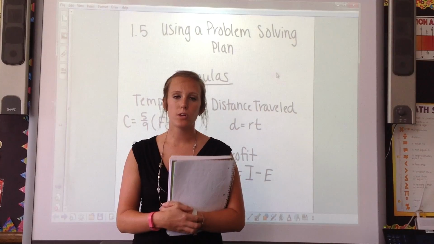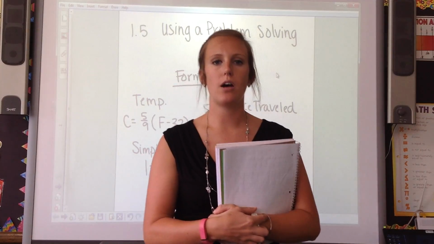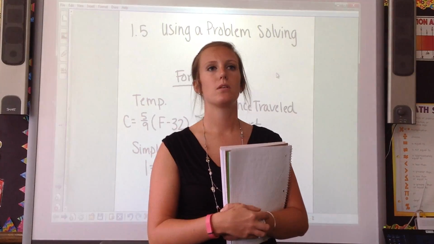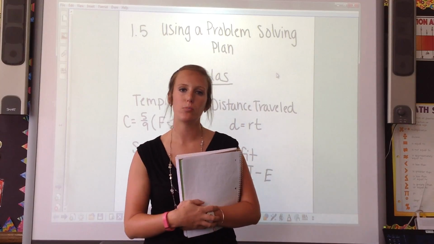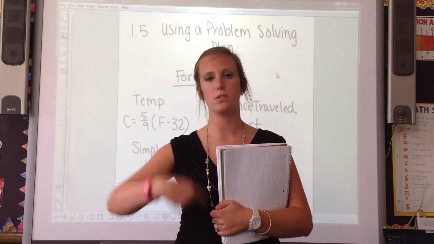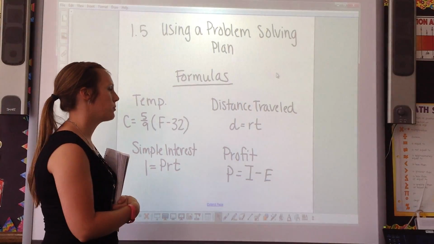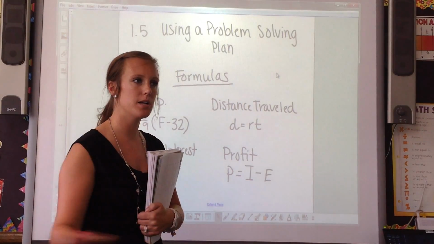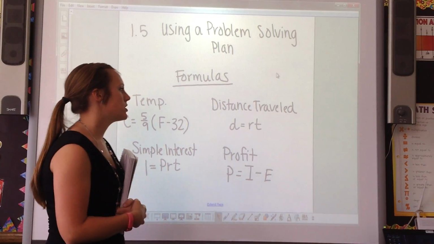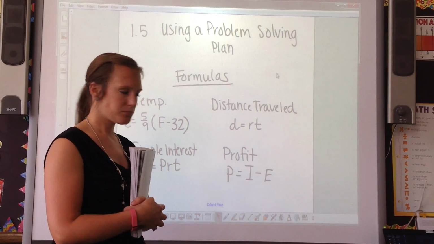Alright, in this lesson we're going to talk about a good plan to solve word problems. Before we do that, it's going to be helpful for you to know some formulas so you can solve word problems on your homework tomorrow. So go ahead and write these 4 formulas down. Go ahead and push pause, write it all down. When you come back, I'm going to let you know what the letters stand for.